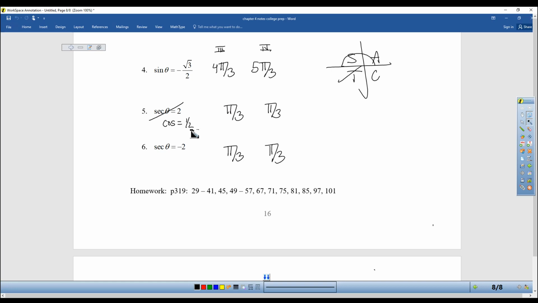So where is cosine positive 1/2? In the first quadrant, they're all positive. That stands for all. And cosine is also positive in quadrant 4. How do I represent pi thirds in quadrant 4? As 5 pi thirds. I double it and then I subtract 1. So where is cosine negative? Cosine is negative in quadrant 2 and in quadrant 3, because that's where sine and tangent are positive. So in quadrant 2, it's 2 pi thirds, and in quadrant 3, it's 4 pi thirds.